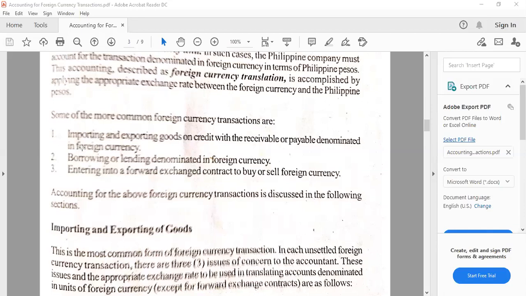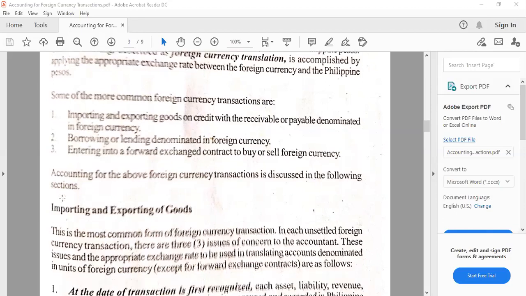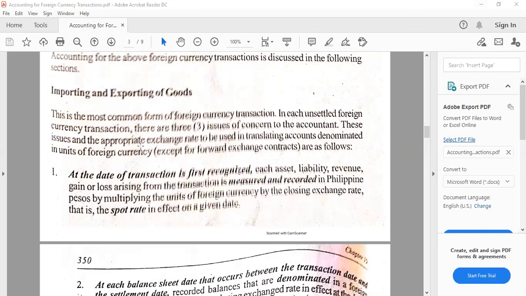Or we can borrow or lend money in foreign currency and to be settled in foreign currency, or we can enter into forward exchange contracts to buy or sell foreign currency, which will be discussed later on. So these are the three examples, common ones in this particular chapter. However, they may not be an exclusive list. So there could be more that we will meet, if not in this course, then in the future. Right, so import and export of goods.